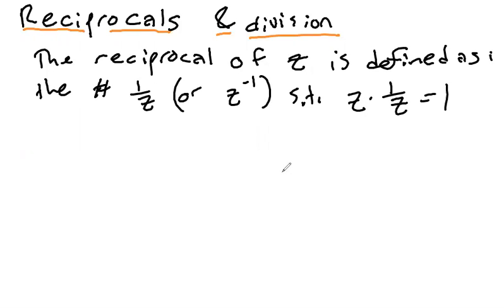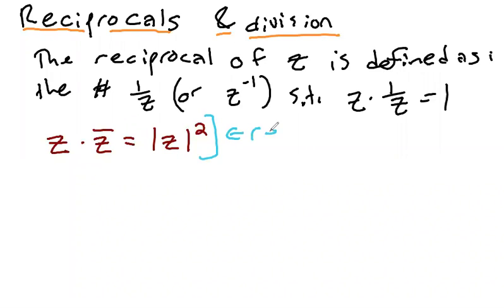This is the reciprocal. And as it turns out, there's a very elegant formula for the reciprocal of a complex number. In order to figure out what it is, let's go back to this formula from the previous video. So z times the conjugate of z gives us the modulus of z squared. And remember that this right here is a real number.